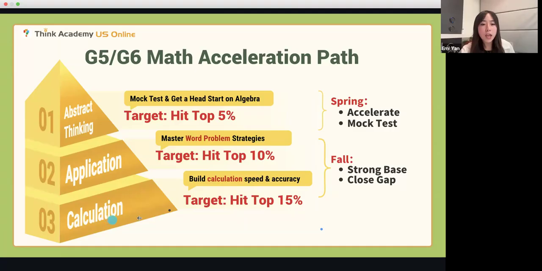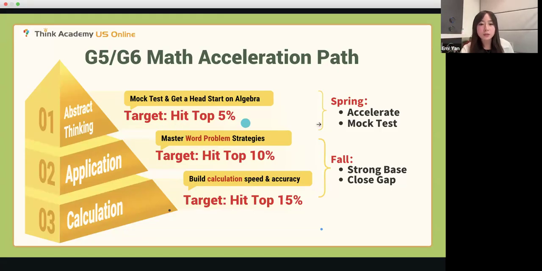And then after we finish calculation, we're gonna go ahead and work on word problems. So we're gonna master the word problem strategies and try to hit that top 10. And after we hit the calculation and the word problem, we're gonna do some mock tests and get a head start on algebra. So this is more advanced, to help your kids accelerate and make their life easier when they get to grade 6, grade 7, when they learn about algebra.